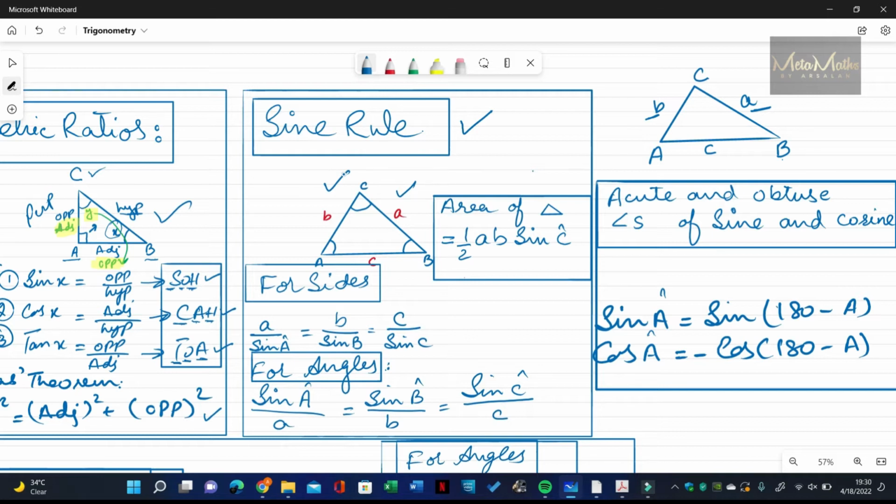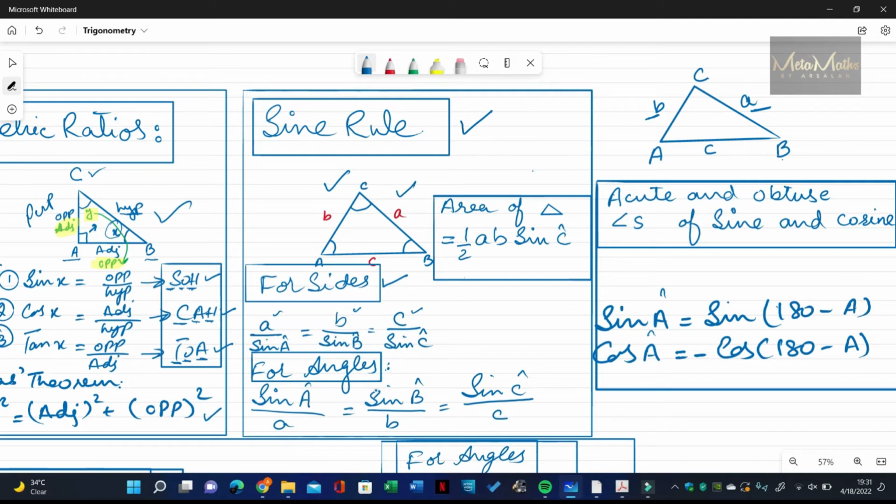Now if you need to apply the sine rule for sides, the formula is a over sine A is equal to b over sine B is equal to c over sine C. These are the angles written with sine, and A, B and C, in small letters, are the lengths of the sides. Okay, the same formula is modified if you need to find the angles.